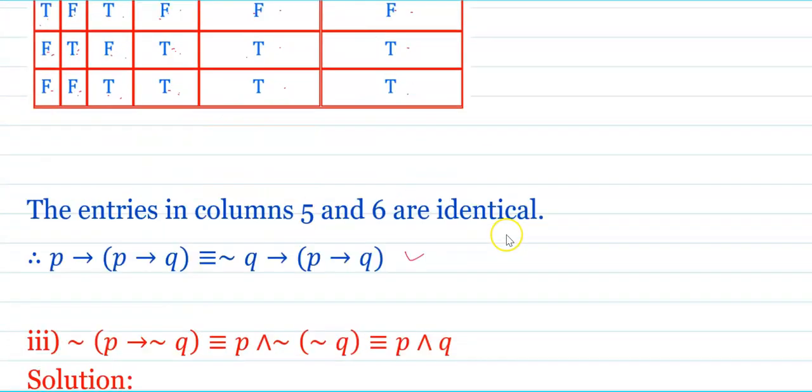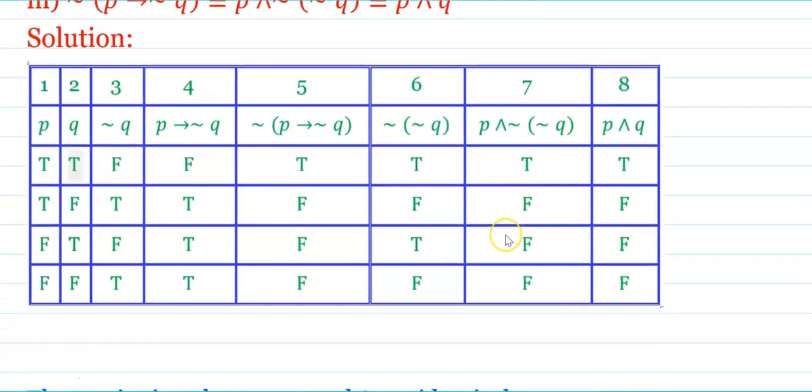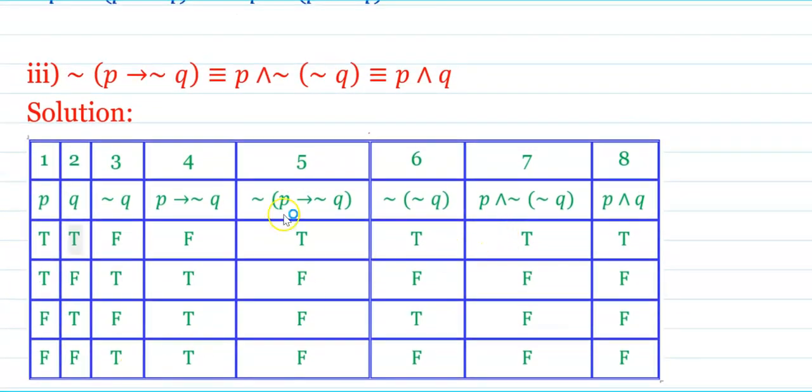Okay. Now the next, the third question. Negation of P implies negation of Q, double implication, P and negation Q is equivalent to P and Q.